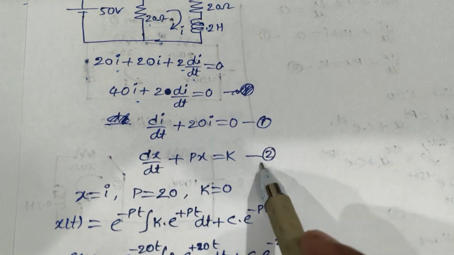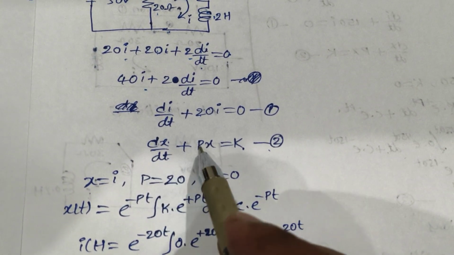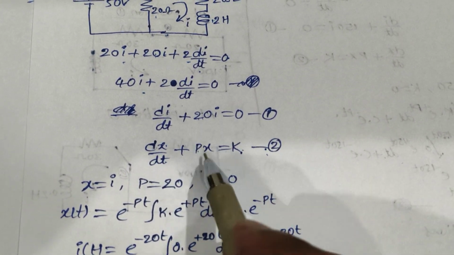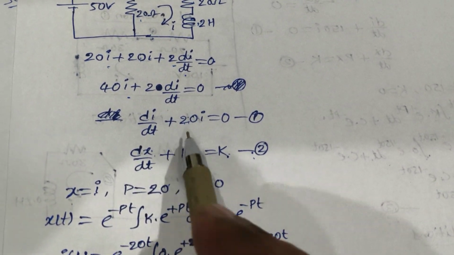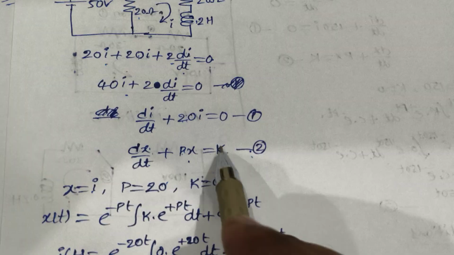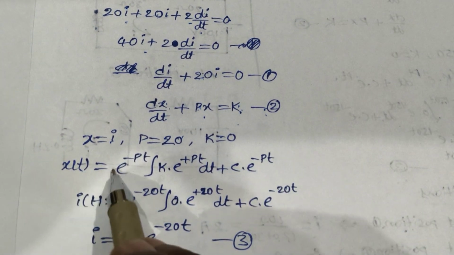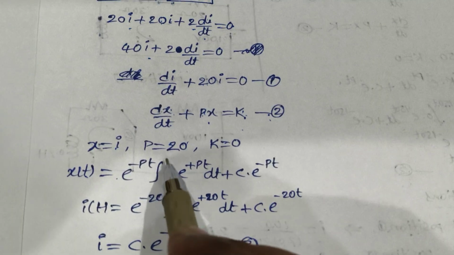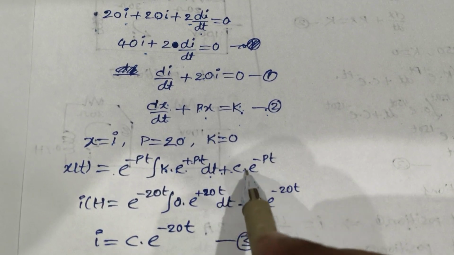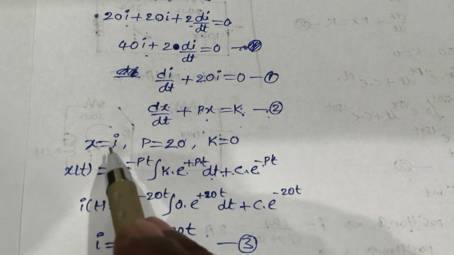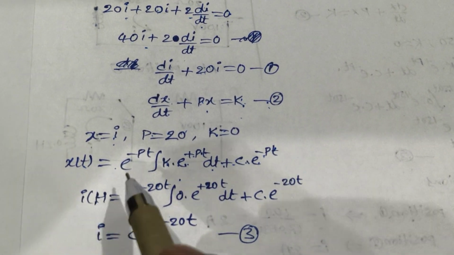The standard differential equation is the second equation. First step. Second step is the standard differential equation, dx by dt plus px is equal to k. Compare these two. Write down that x is equal to I, p is equal to 20, k is equal to 0. For the standard differential equation, what is the solution? X of t is equal to e power minus pt integral k into e power pt into dt plus c into e power minus pt. Substitute all these x, p, k values in this solution, then you will get the I of t solution.